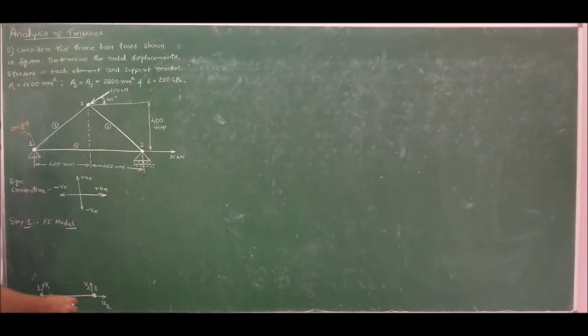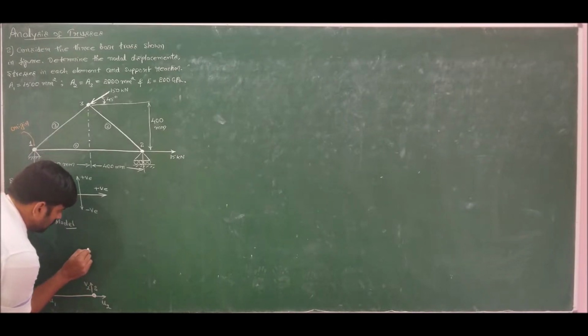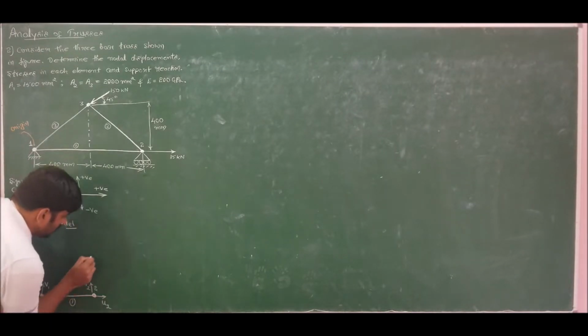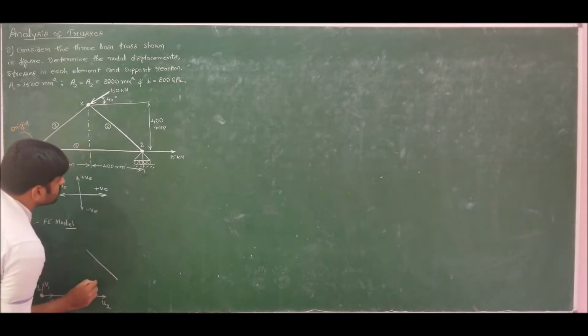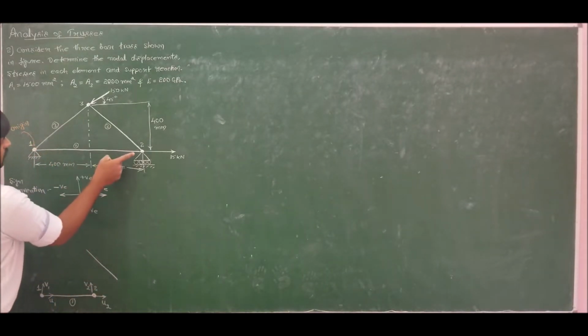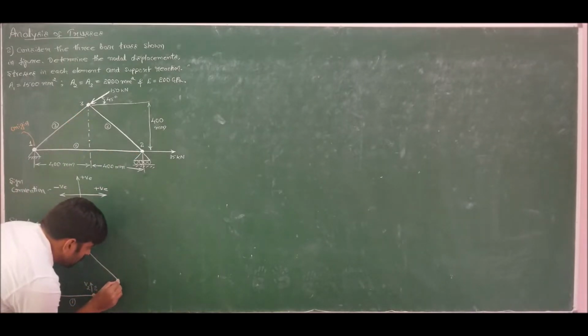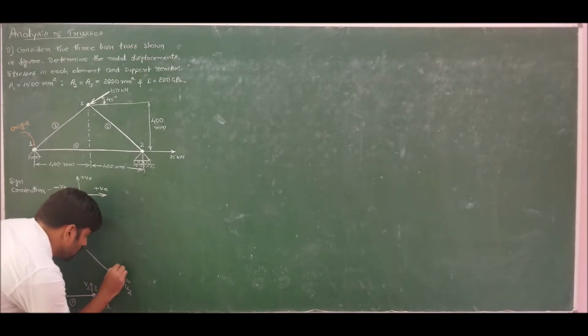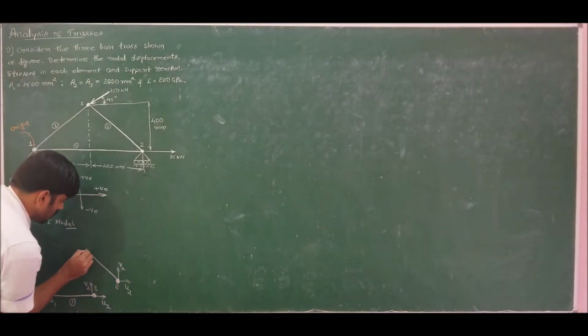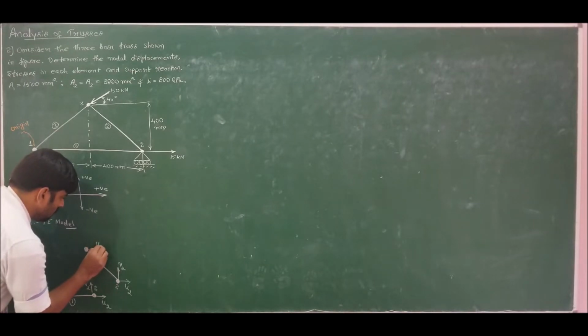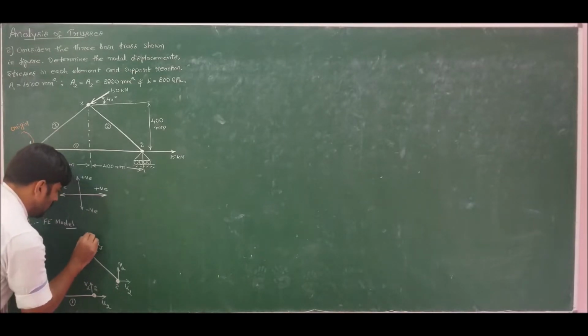Coming to element 2, so element 2 is like this. This is element number 1. Among these two nodes, 2 is the globally least node number. Therefore, this is the initial node and this is the final node. So hence, at node number 2, I should compute u2 and v2. This is node number 2, and here we have node number 3. At node number 3, I should find u3 and v3.